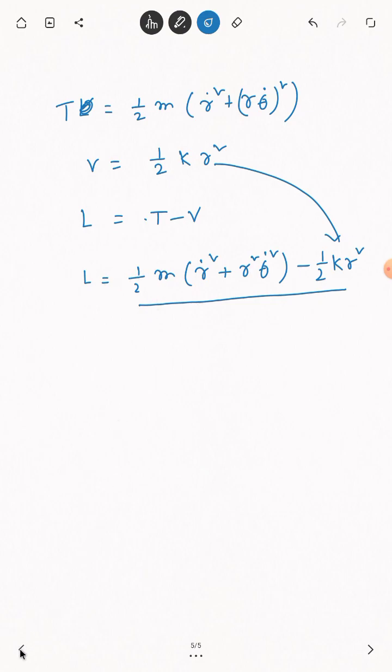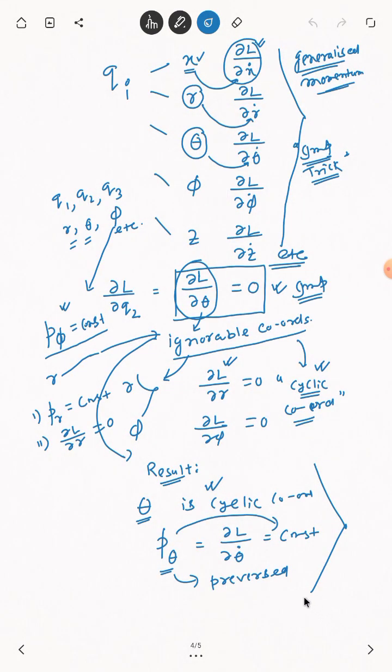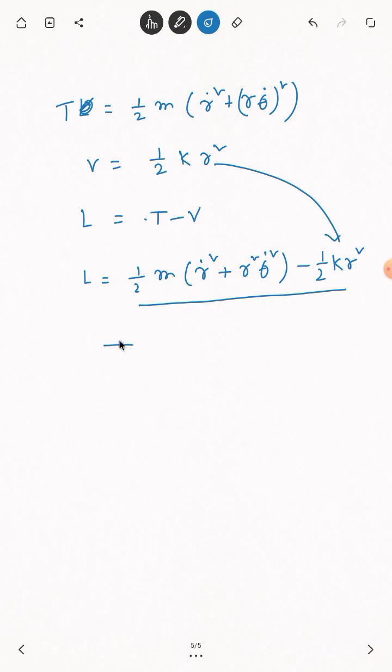So we have been asked to solve the problem where r dot is dr dt. These are obviously very well known results: r dot is dr dt, theta dot is d theta dt with respect to time. Then which of the following statements is correct? First of all, r is an ignorable coordinate. Now we have just seen that if r is an ignorable coordinate, then del L by del r should be and must be 0. So first we differentiate L with respect to r partially, del L by del r.